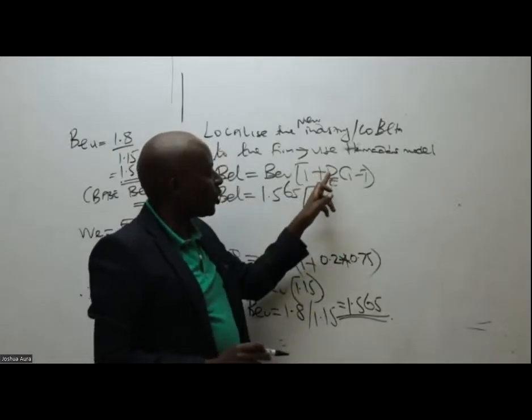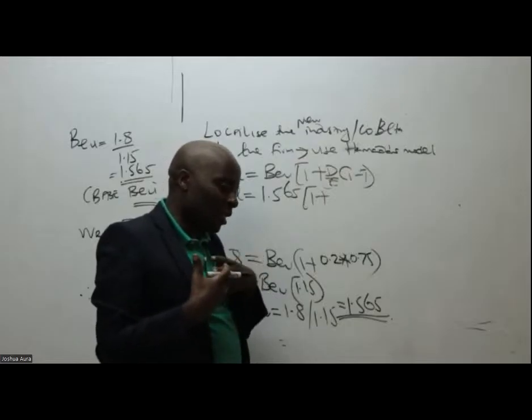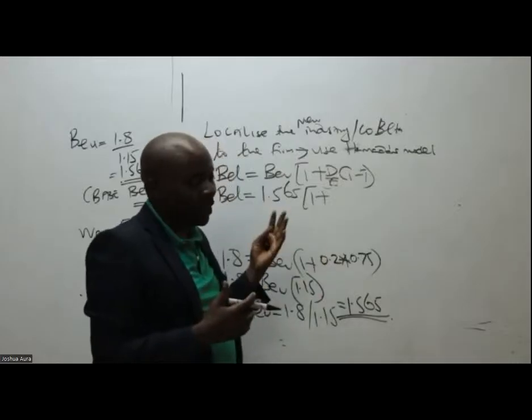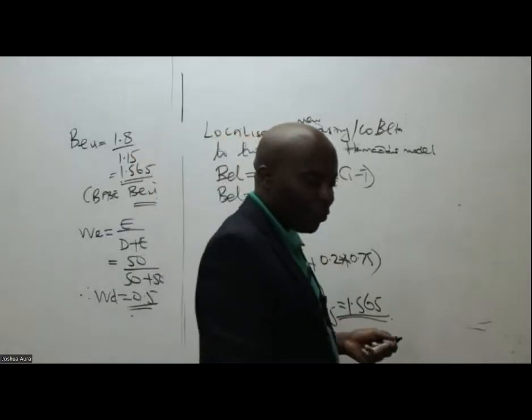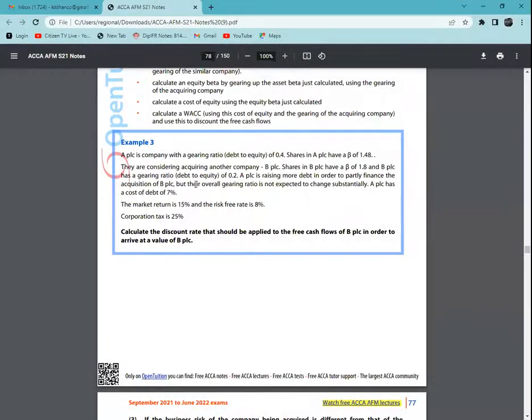And the debt to equity ratio of the company to use, in most cases, is normally given in the question, like Roman 1, Roman 2, Roman 3. But you see here, we don't have Roman 1, Roman 2, or Roman 3. Then I have to go back to the debt to equity of the company as it was given up there. It was given here, A limited. So we have here A PLC is a company with a gearing ratio of 0.4.